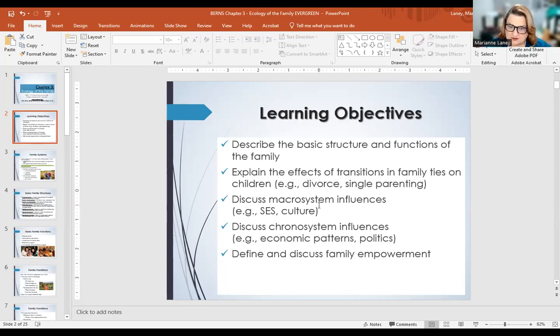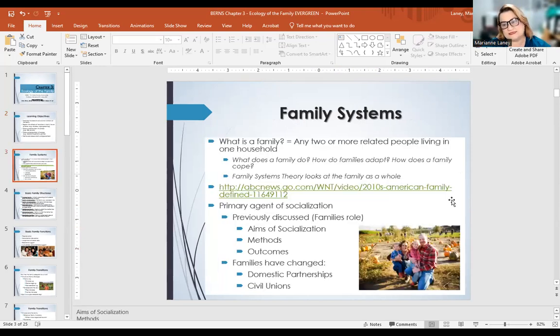Okay, there we go: macro, chrono, and family empowerment. We always like to wrap up with something positive. So, family systems. That's kind of a fancy term for saying, what type of family do you have? What system do you have?